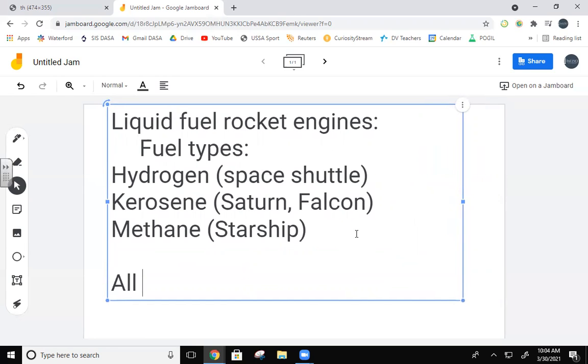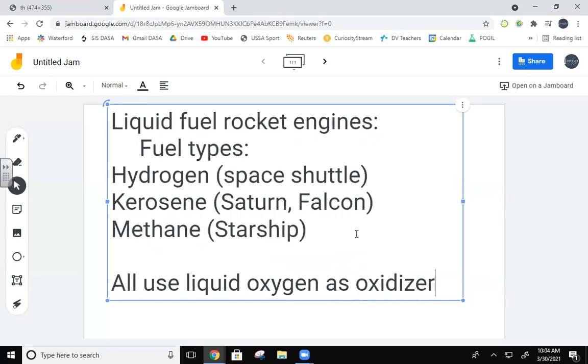All of these use liquid oxygen generally as oxidizer. Okay. So is this an exhaustive list, or is this the most common? These are the most common. This will not be an exhaustive list. I mean, this will be the most complete list that you've seen in terms of types of propulsion in rockets.